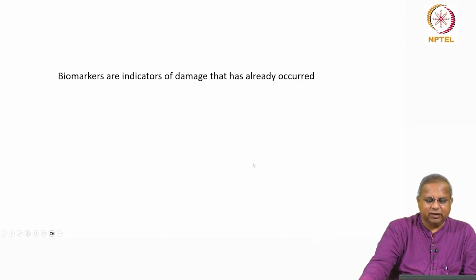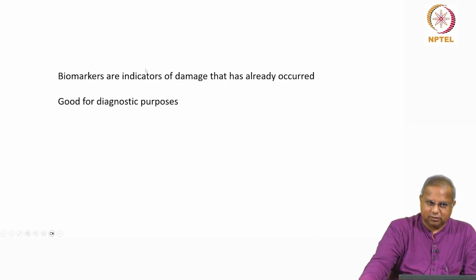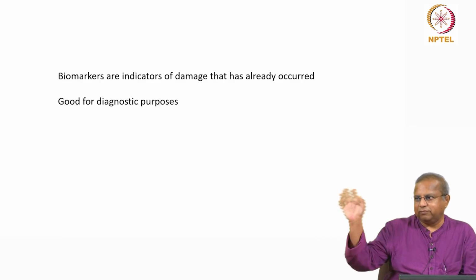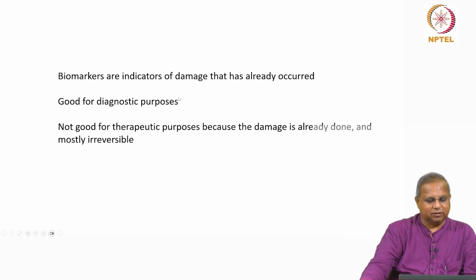Biomarkers are indicators of damage that has already happened. I am re-emphasizing something that I mentioned in the first chapter. You should note that the biomarkers are indicators of damage that has already happened. They are certainly good for diagnostic purposes. So much of damage has happened, fine. But not good for therapeutic purposes, because the damage is already done, and since it is reactive species damage, the damage is mostly irreversible.